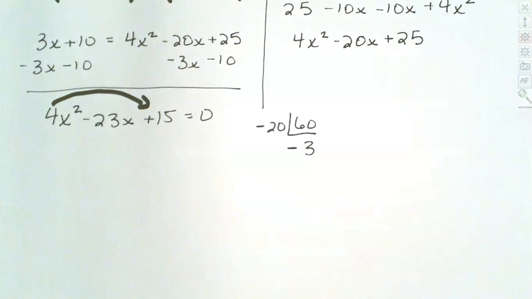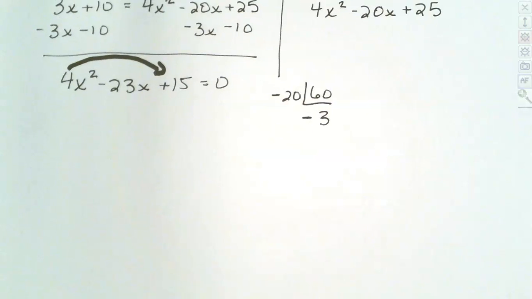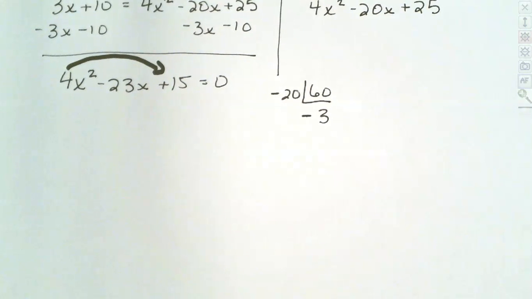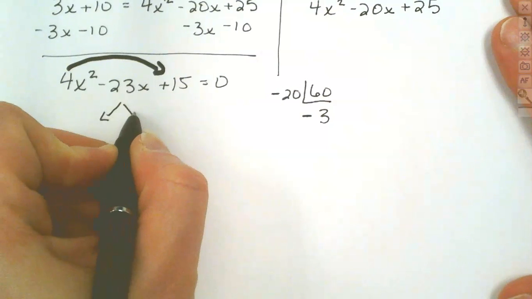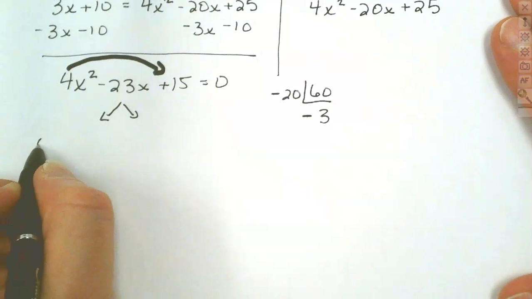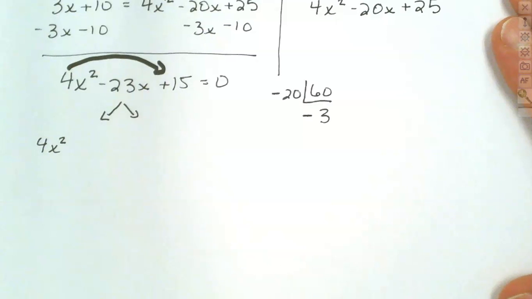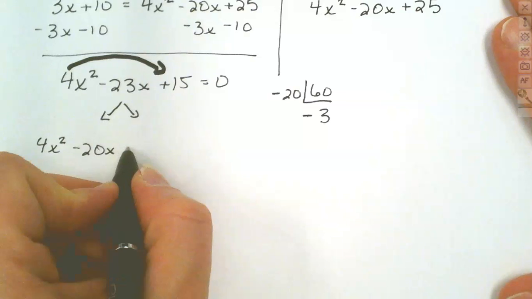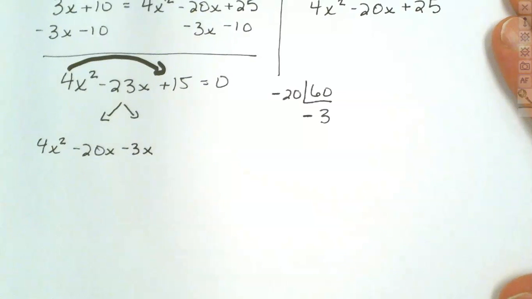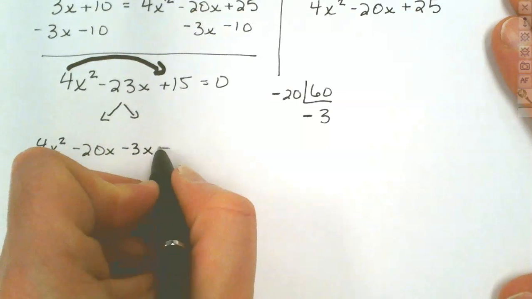So with that so far. Now again, we cannot just jump to our factors. We have to factor it by grouping. So we're going to take this negative 23x, and we're going to write this as 4x squared. That stays the same. And then we have a minus 20x and a minus 3x, because those go together to make that minus 23.